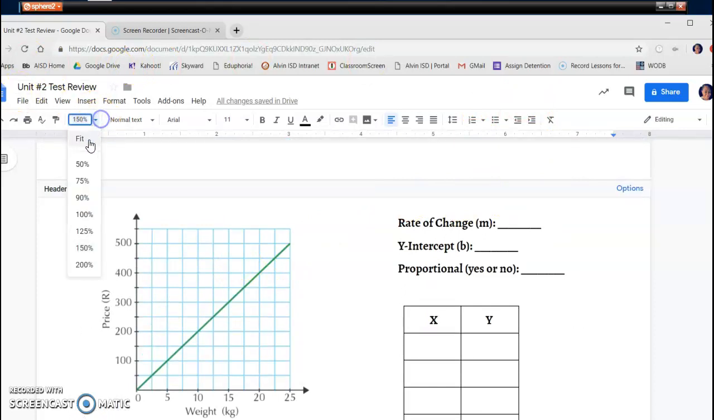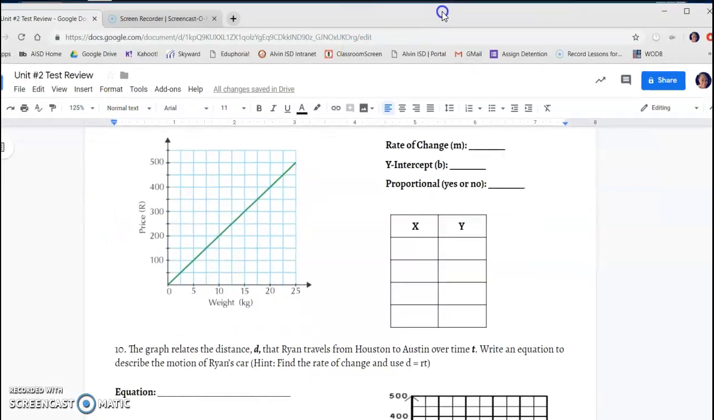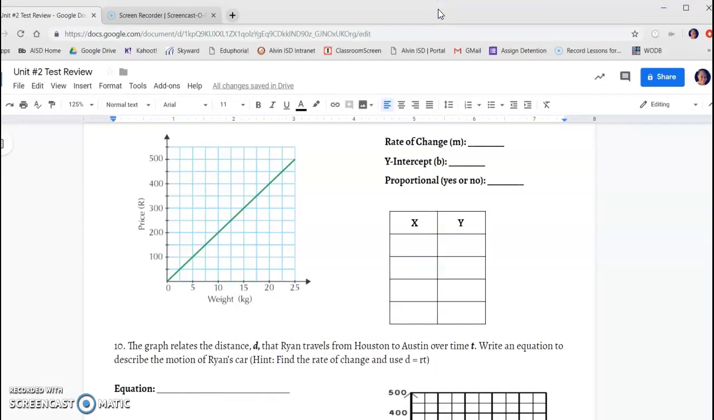Let me zoom out just a little bit. Okay, here. I need you to pay attention to this one. You're going to have a question like this. They don't give me a complete table. They want me to find the rate of change. They want me to find the B. They want me to tell if it's proportional or not. Look at it. Is it proportional? Yes, because it goes through the origin. So for number 9, write proportional, because that's what I know so far.